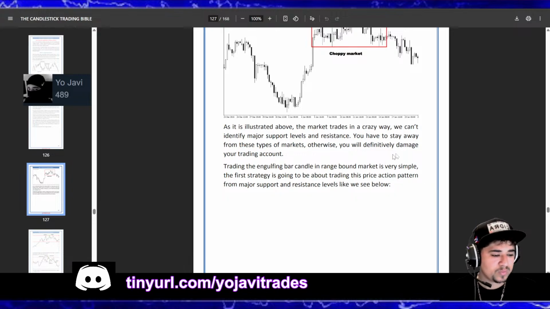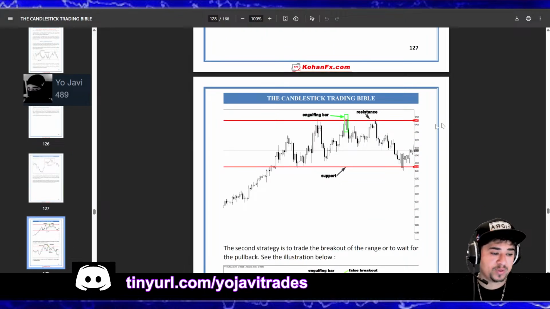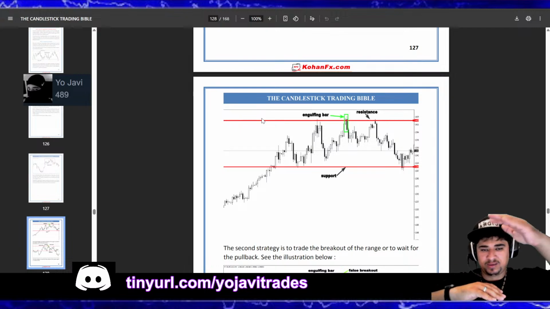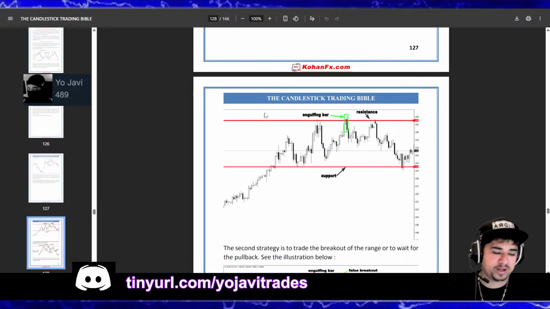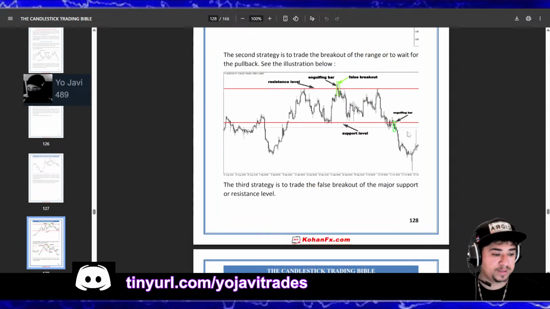So, trading the engulfing bar candle in a range bound market is very simple. The first strategy is going to be about trading this price action pattern from major support and resistance levels like we see below. So all you're doing is waiting for the market to go to the floor support or the ceiling resistance, and at that point you're looking for an engulfing candle. You see? So it went to resistance, boom, engulfing bar, trade it. Or support.